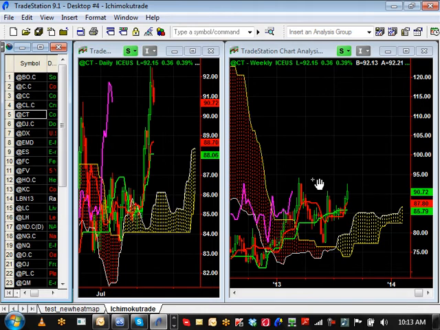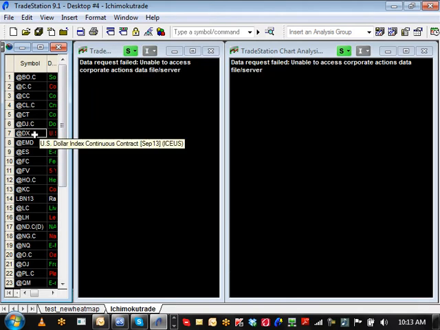As we move forward, you can see the huge movement here on the daily time frame. So the daily is trending, but the weekly is still not yet because it's in a consolidation pattern. Dollar, I'll have to check what's going on there.